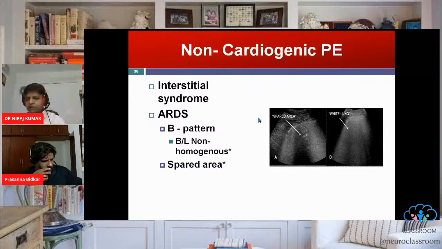Remember, if it's not of cardiac origin, then it is non-cardiac edema. Now the B lines will be non-homogeneous. In the cardiac type, it was homogeneous. And in between the B lines, you also get some normal parenchymal appearance. If you get this normal appearance of the lung in between the pathological B lines, that is called a spared sign. So a spared sign is a feature of the ARDS pattern.